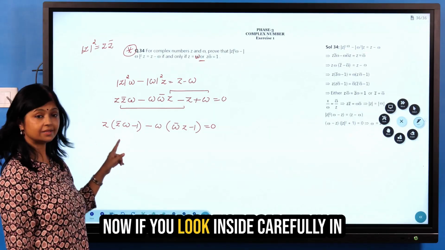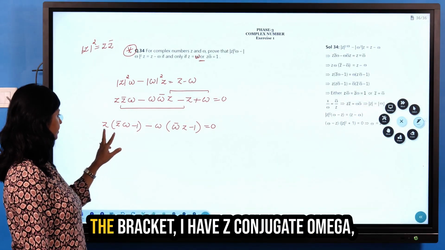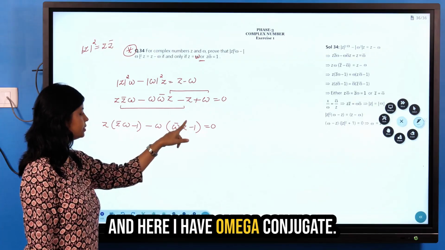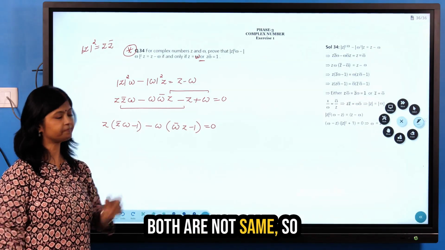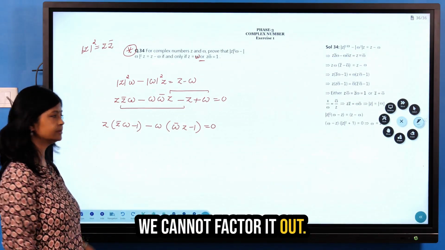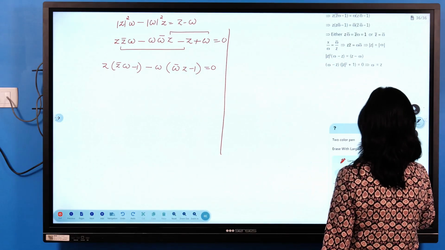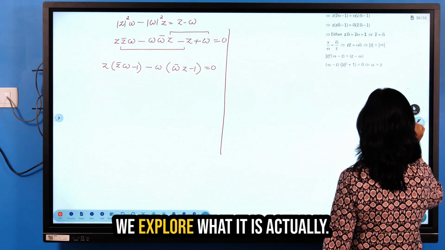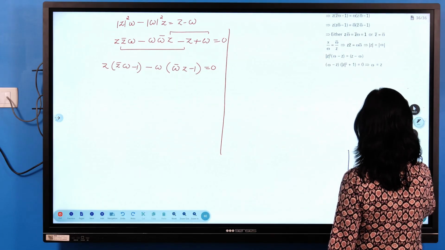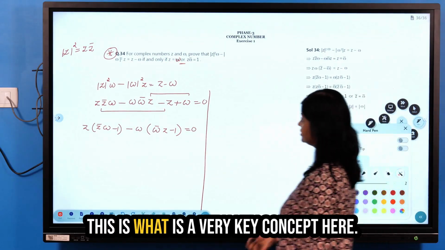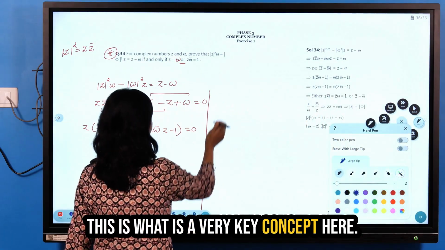Now, if you look carefully inside the bracket, I have z conjugate omega and here I have omega conjugate z. Both are not the same. So we cannot factor it out. What do we do then? We explore that. We explore what it is actually. And this is a very key concept here.